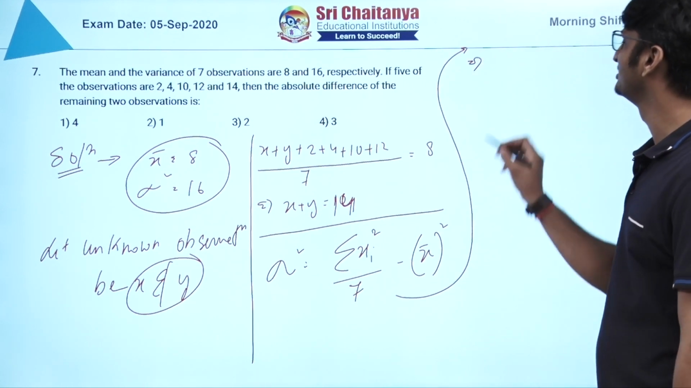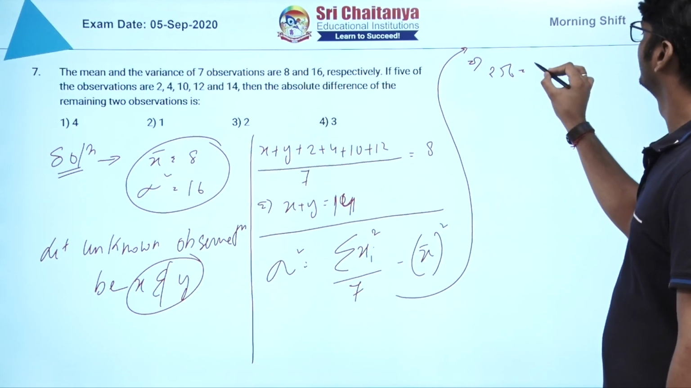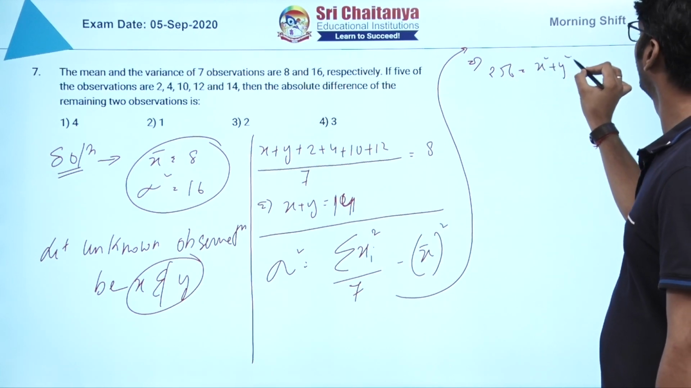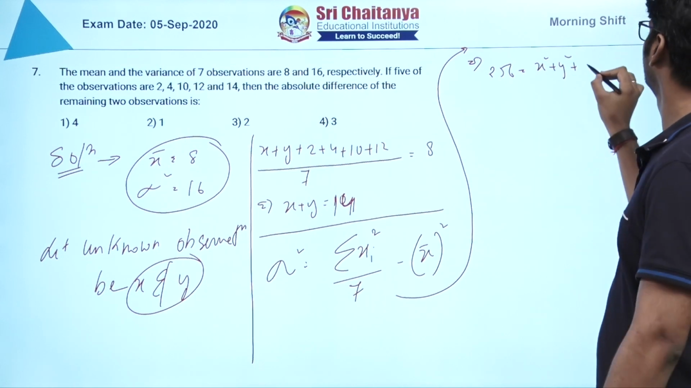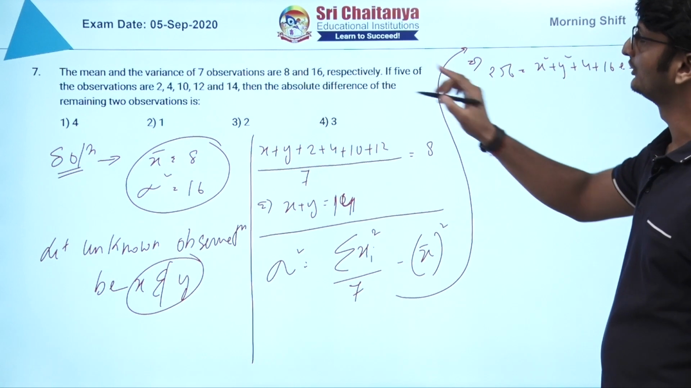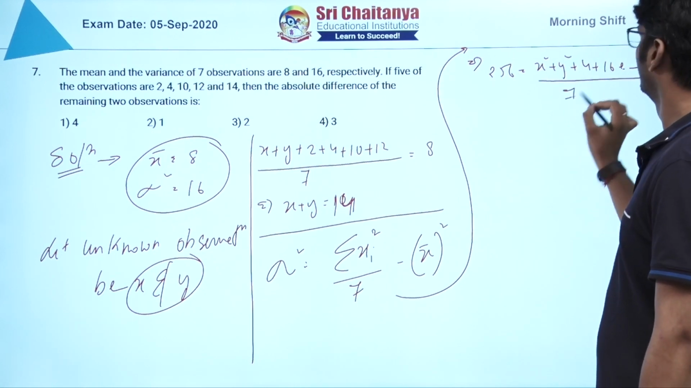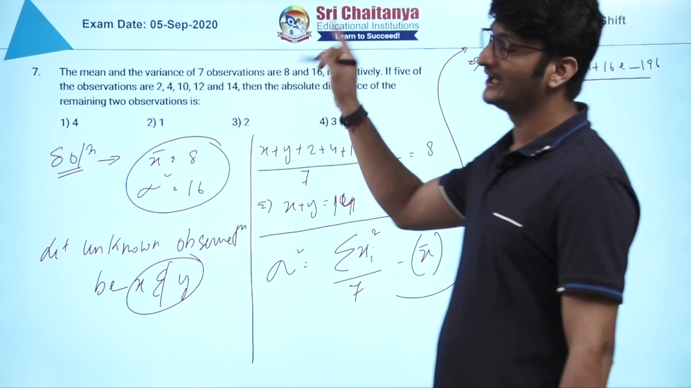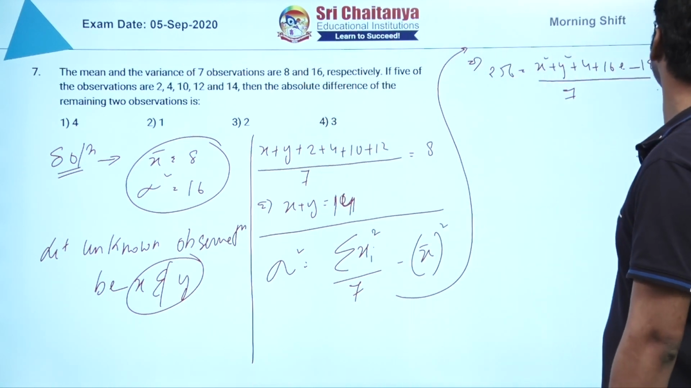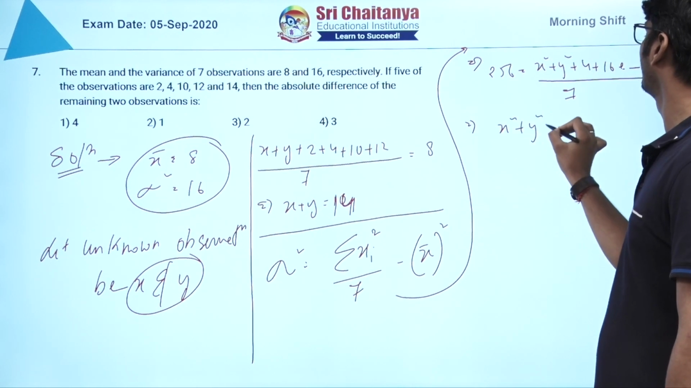Sigma is given as 16 to 256. What is this value? x square plus y square plus all these values, I am going to write 4 plus 16 dot dot dot, 14 is what? 196. Let me write it down in the shortcut way. It is nothing but 8, 8 square is 64, minus 64. On simplifying, you are getting x square plus y square is equal to 100.